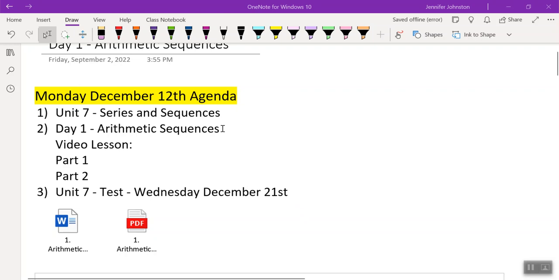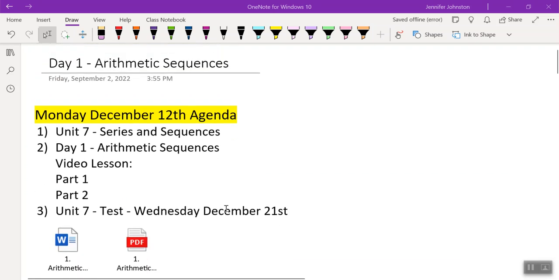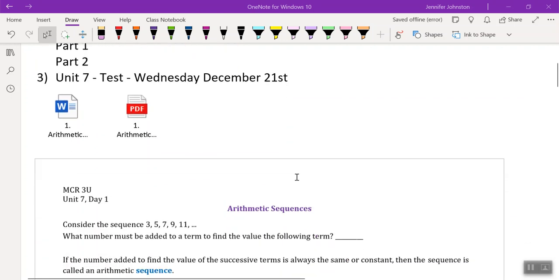If you have yet to pick up a booklet for sequences and series, then please check out the teacher's desk on the left-hand side. There's a whole bunch of booklets in a box. Just make sure you grab the right one. So you're looking for the arithmetic sequences as your first page. All right, so make sure you have day one in front of you, and we're going to get started on the lesson. Okay, so the first thing we're going to look at today is arithmetic sequences.